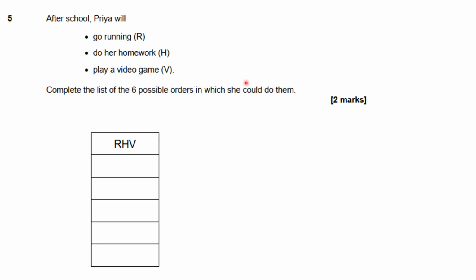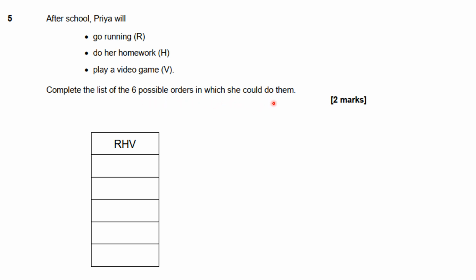Okay, so let's move on to the next question. So let's read it out first. After school, Priya will go running, which we call R, do her homework, which we call H, or play a video game, which is V. Hopefully she'll do her homework before the video game, but who knows? So we're going to complete the list of the 6 possible orders in which she could do them.